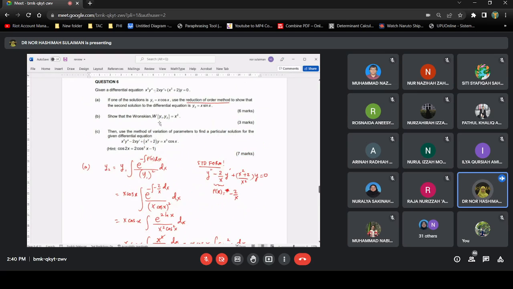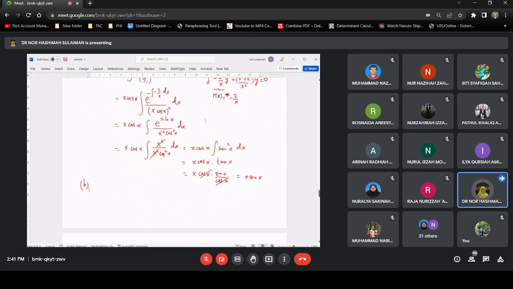So how do you calculate the Wronskian of Y1 and Y2? You have already known the Y1 and Y2, you just apply the Wronskian. So we know that the Wronskian of Y1 and Y2 is simply what? X cos X, X sin X, right? And then you integrate benda ni dapat, differentiate dapat apa? Negative X sin X, betul? Plus cos X kan?